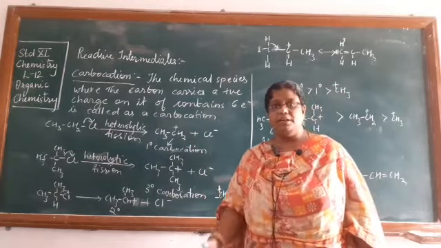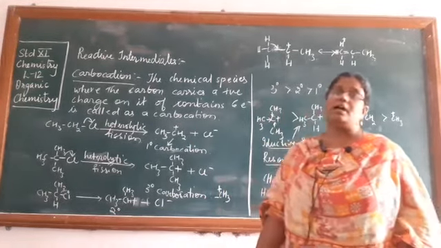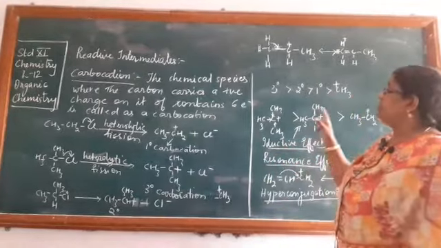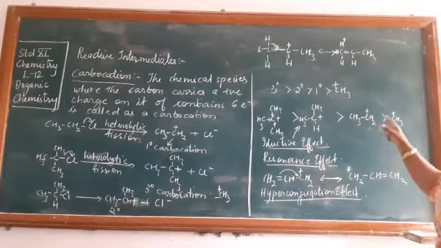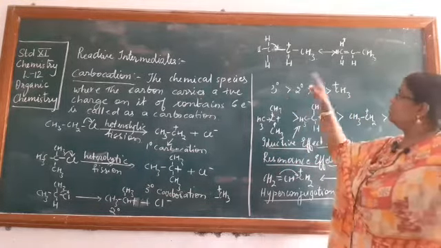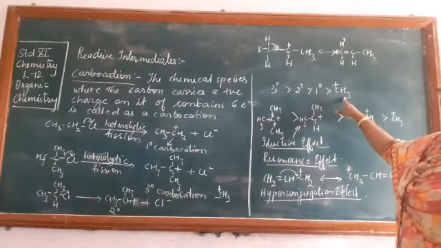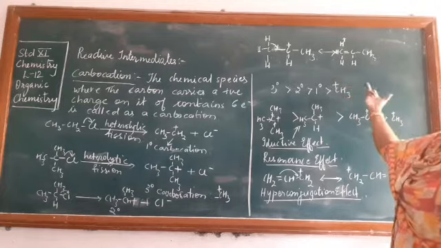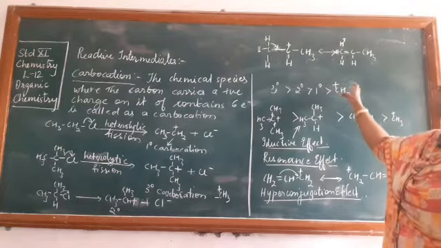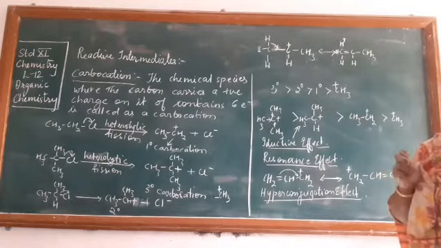Next time we will take another reactive intermediate which we call carbanion. Also we have learned about the relative stabilities of the carbocation. Tertiary carbocation is most stable, then secondary, then primary, and lastly methyl. A methyl group where there is no CH3 is there. So therefore this is the least stable one.